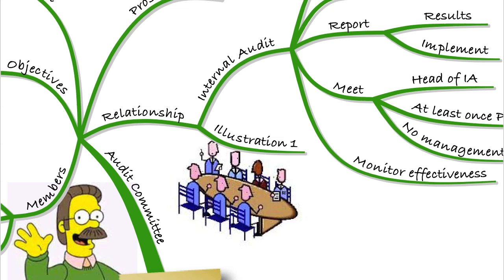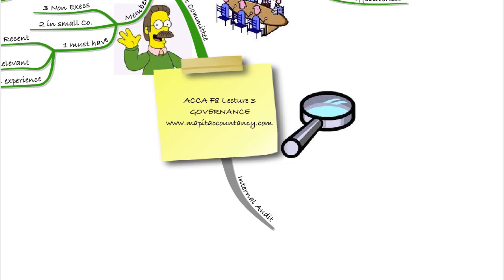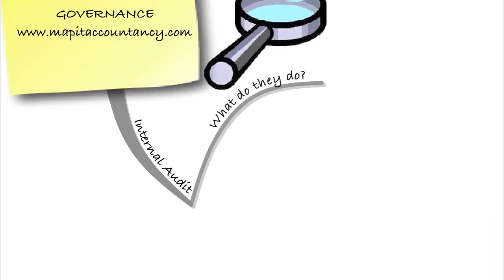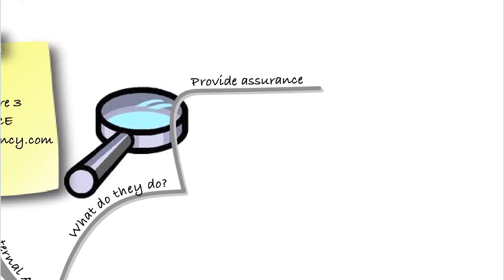And we looked at an exam question to see how audit committees come up in the exam. Moving on then to internal audit itself. Well, what do they actually do? We know that they're going to provide assurance just like the external auditor does.